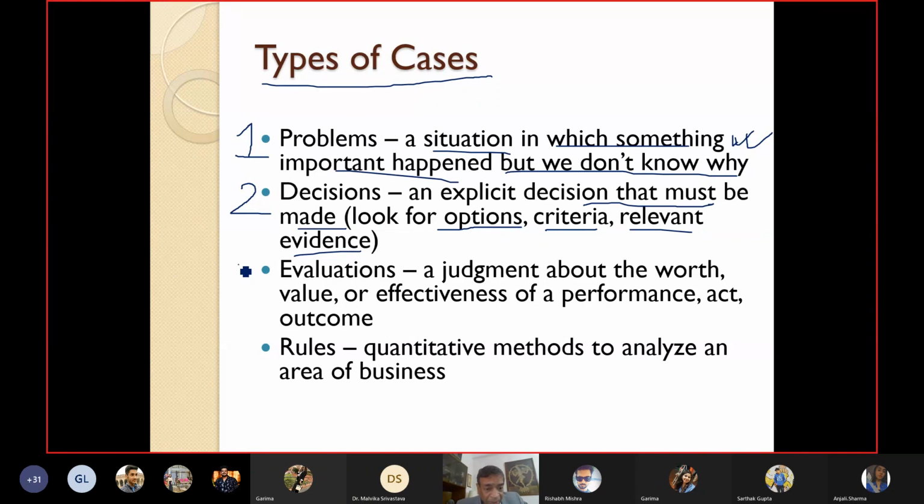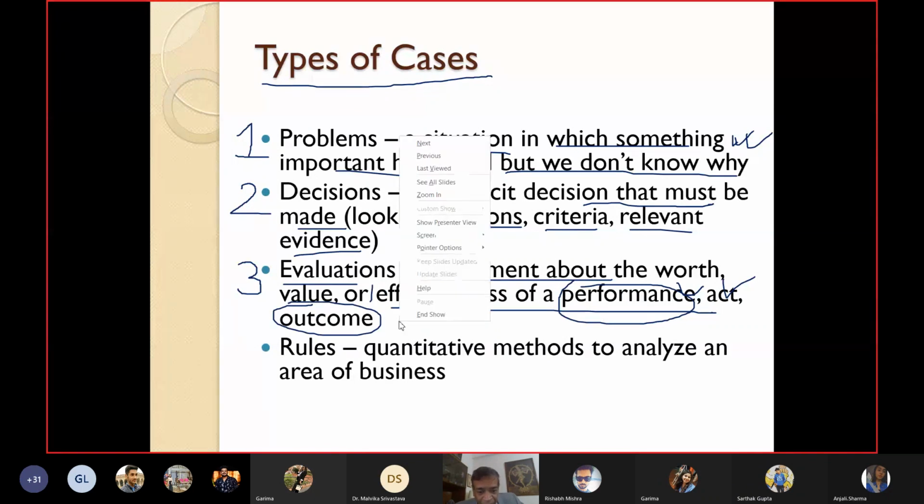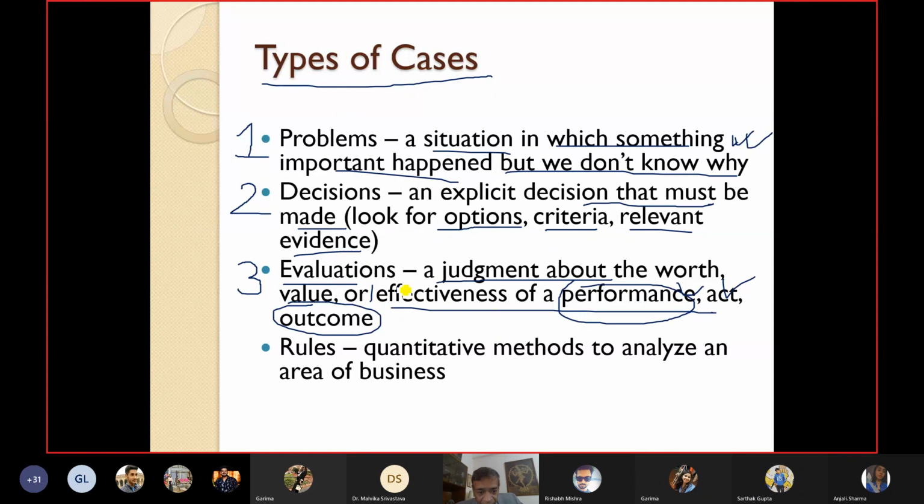The third type of case is an evaluation. Evaluation means you judge how effective was the decision that was taken, the act you performed, or the outcome which was achieved. Let me change the ink here. It'll really help you to get a detailed clarity on this. What is the effectiveness of an action or an outcome? It helps you to evaluate.